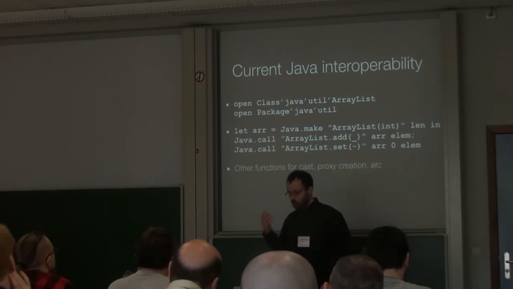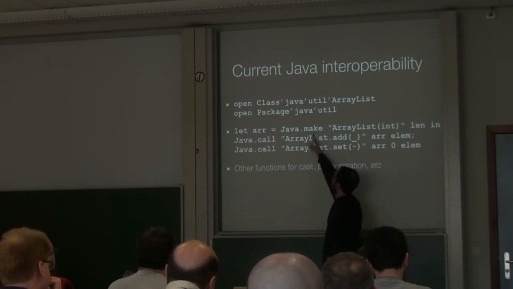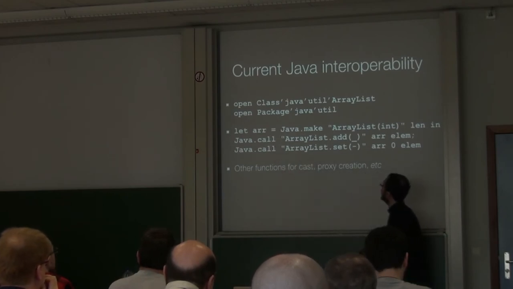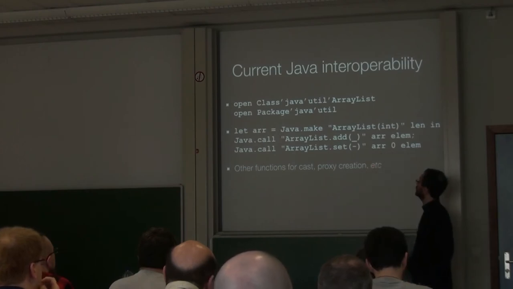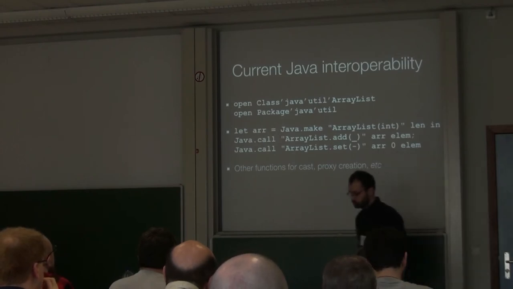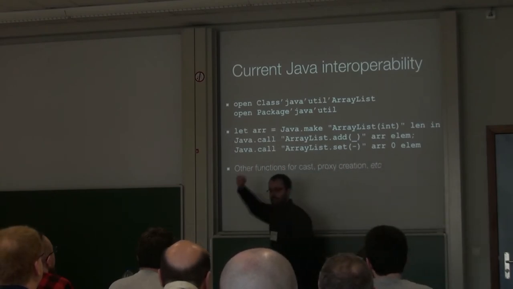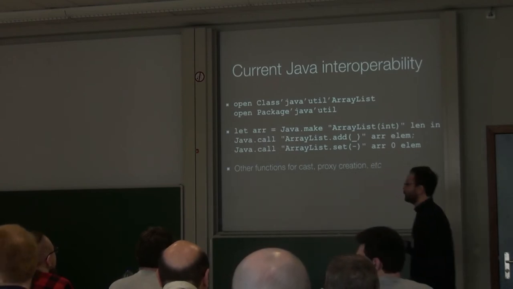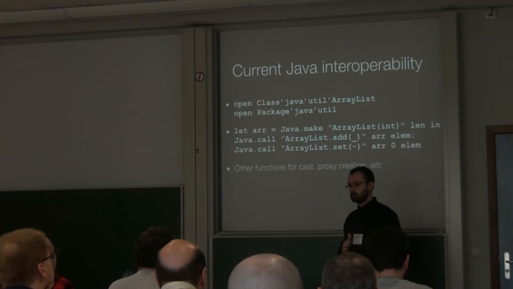But as you can see, it's pretty verbose. So as I said, you can construct instances with this function, call methods with this one, and the first two statements are used to import a given class in the scope and open a package. Are they strings there? This one? Yes, yes. But they are checked at compile time and erased.